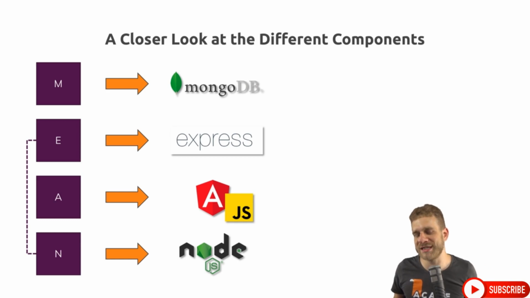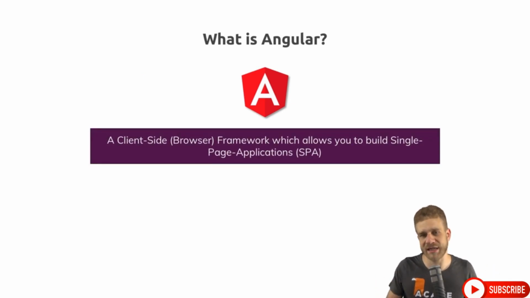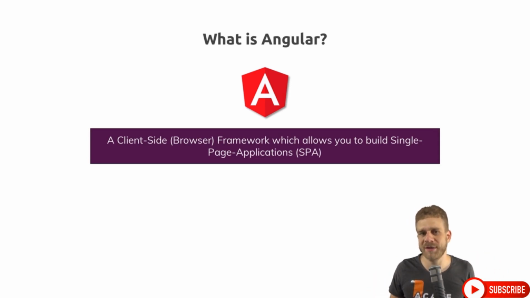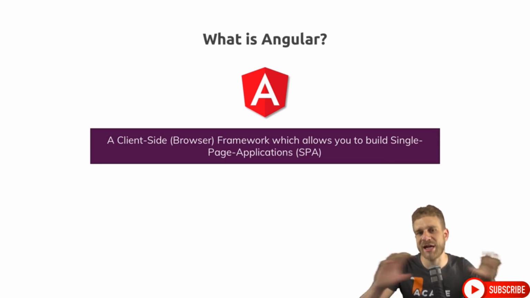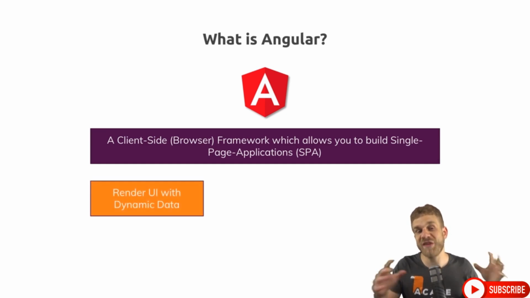But let's take a more detailed look at all these things. Now I want to look at Angular first. As I already said, Angular runs on the client side in the browser. It's a framework building up on JavaScript, and it's used to create so-called single-page applications. This essentially means that it handles the entire front-end logic. So everything your user is going to see, Angular is responsible for it, but I'll come back to it in a few seconds. Angular's job is to render the user interface with dynamic data.